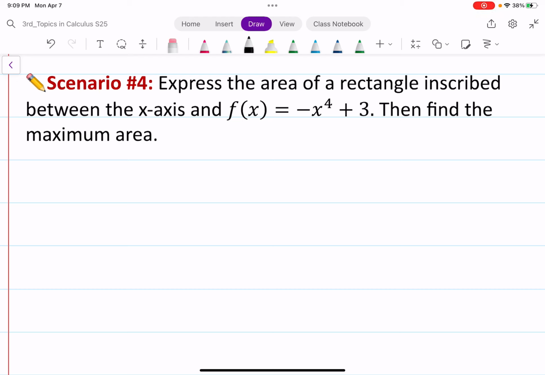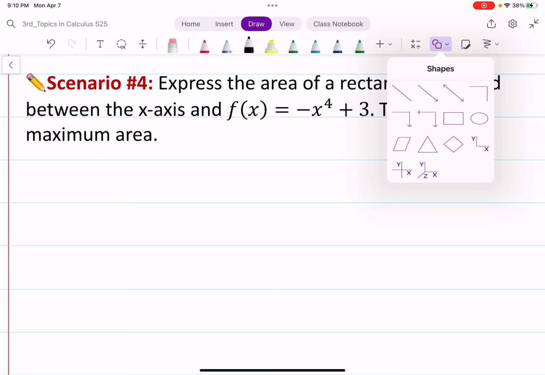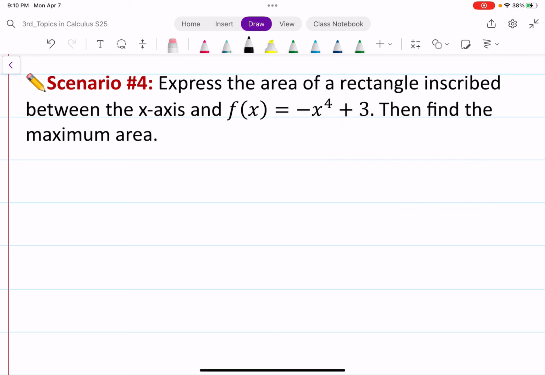All right, our fourth scenario is a little different. That one is just strictly on the x-axis. It's on the coordinate plane system. Okay, so if we draw the coordinate plane system, and we sketch negative x to the fourth plus 3, that would be a parabola.